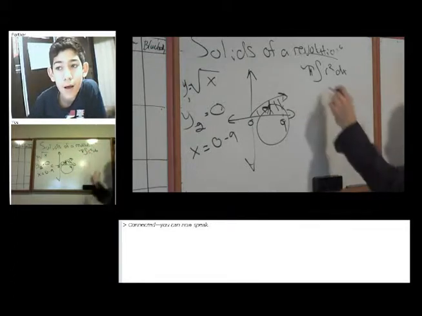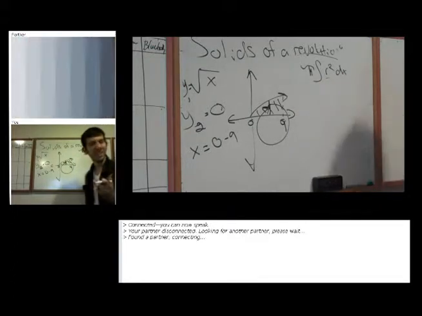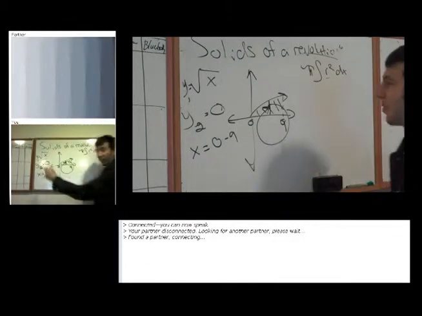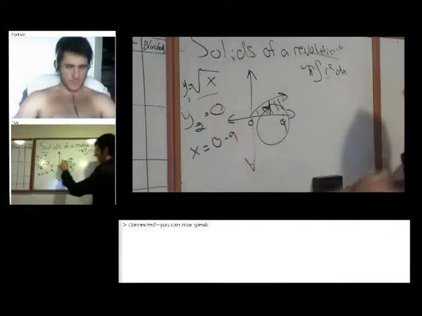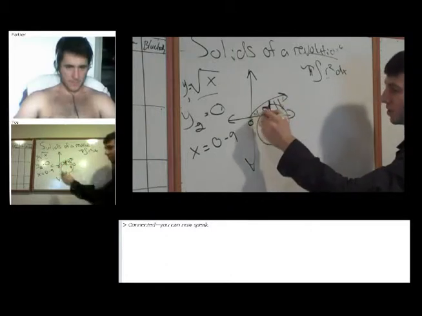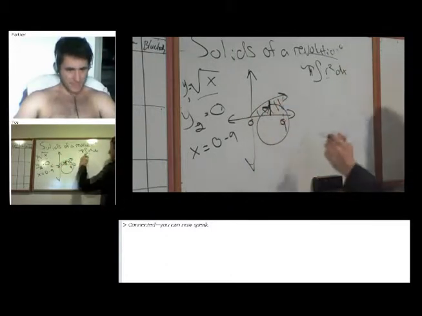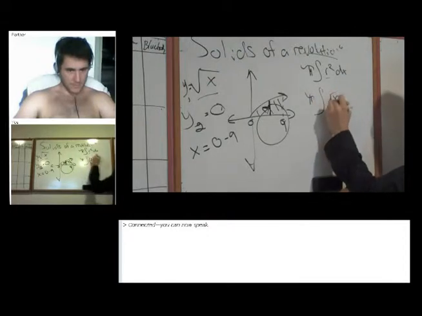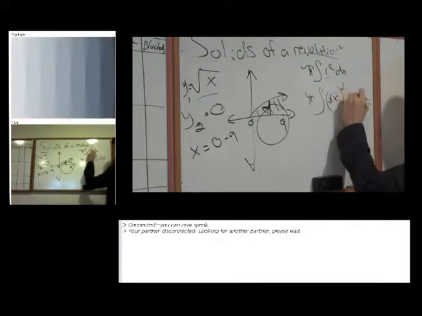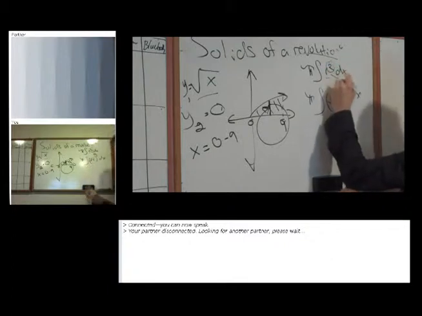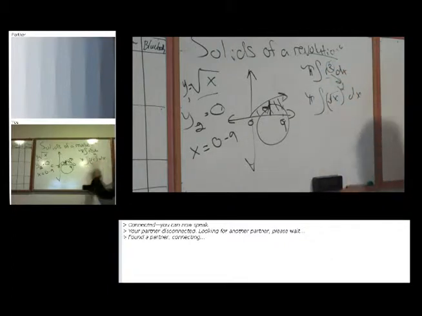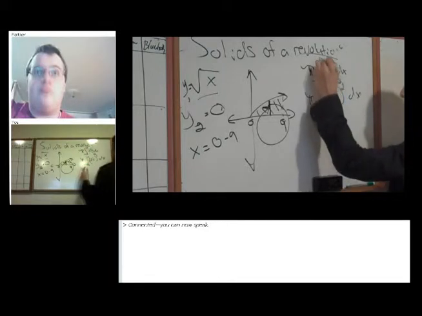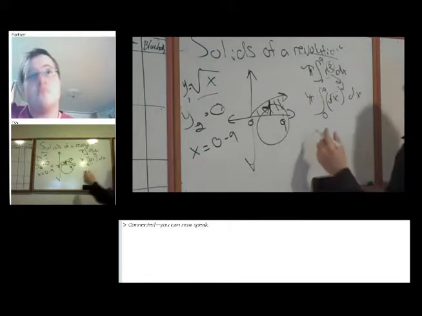Now we'll plug in for r squared, but what's the radius? The radius is radical x. Why? Because the cross-section will be equal to radical x. So it's pi times the integral of radical x, all squared, dx. Don't forget that squared, it's very important. Oh, I forgot to say 0 to 9 for the bounds.